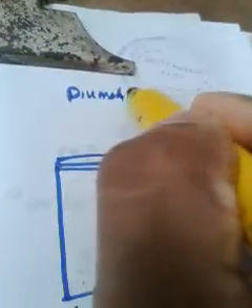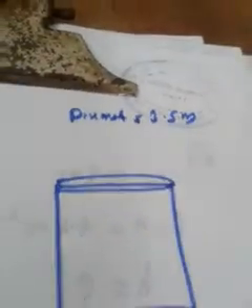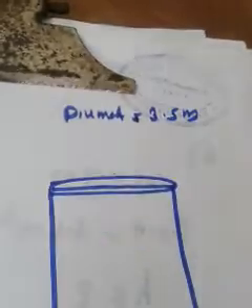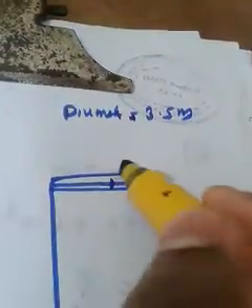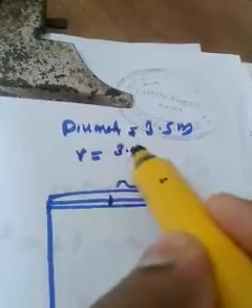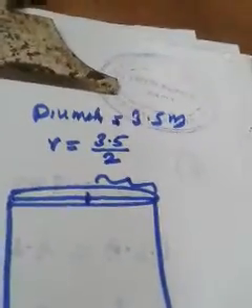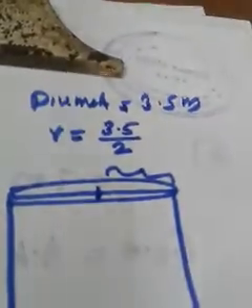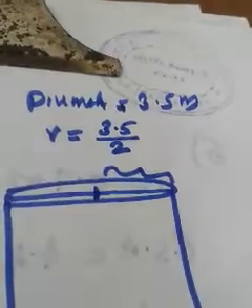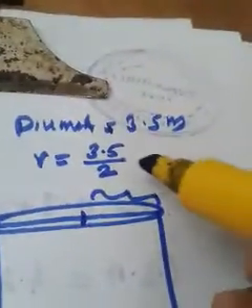Any problem? No. So what is diameter? Diameter is given as 3.5 meter. So what will be the radius then? If diameter is 3.5 meter, radius will be half of that. That means 3.5 divided by 2. What is the radius? 3.5 divided by 2. Okay. See, what is 3.5 divided by 2?